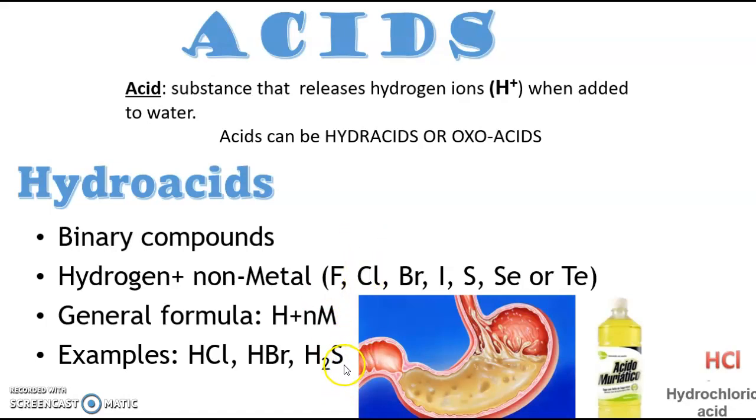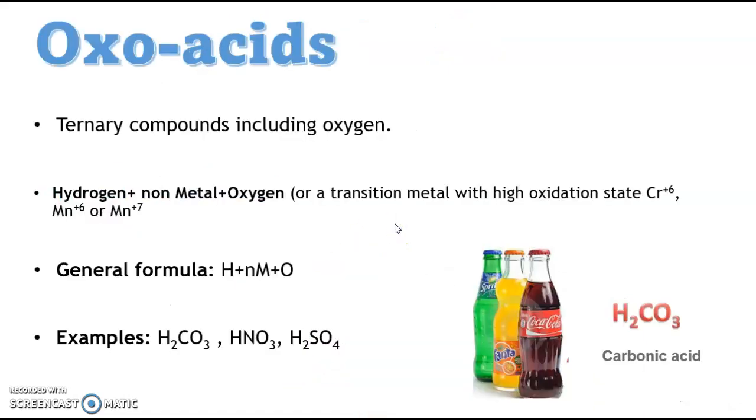And for now, what we are going to do is just to be able to identify a formula. So if I get a formula like this, I know this is a hydroacid, and propose a formula as well. And then the second type of acids is oxoacids. What's the difference? These are ternary compounds, so 3 elements are going to be included. And as you can notice from the name, they are called oxo, and the reason is they include oxygen.